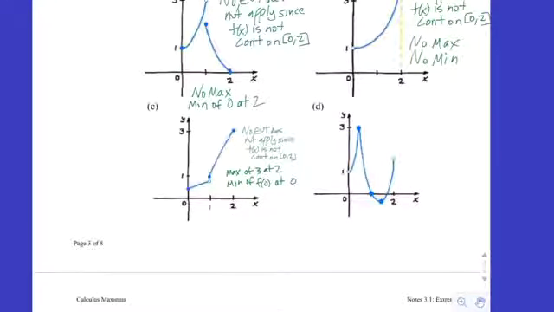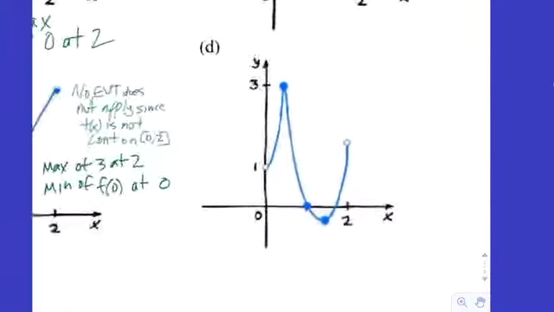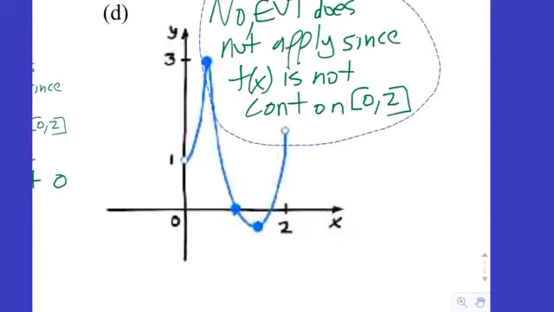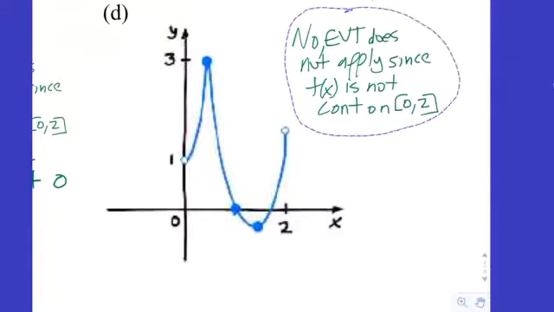The EVT, remember, only gives you the conditions in which it is guaranteed to have both a max and a min. And then finally, letter D, does the EVT apply? No, again, it doesn't on either one of these. The function is not continuous on the closed interval. This one fails at both endpoints again. Do we have a max?